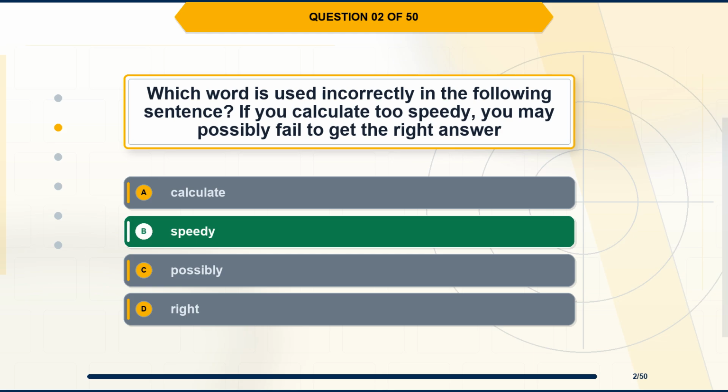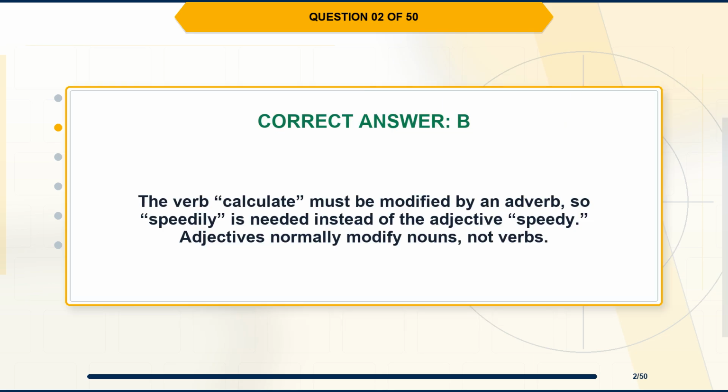The correct answer is option B. Speedy. Explanation. The verb calculate must be modified by an adverb, so speedily is needed instead of the adjective speedy. Adjectives normally modify nouns, not verbs.